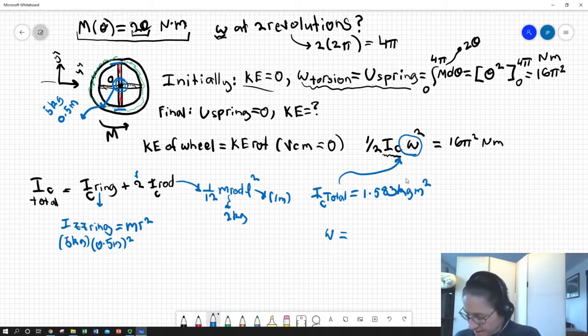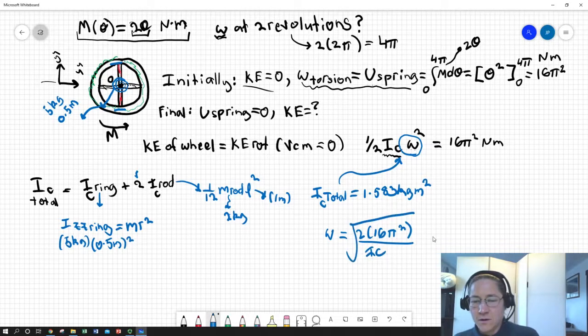divide by I_C, 1.583, and I'm going to write this out: 2 times 16 pi squared divided by I_C, square root, equals 14.1, give or take, radians per second. So basically just solving for omega.